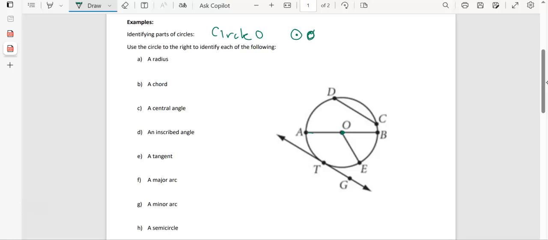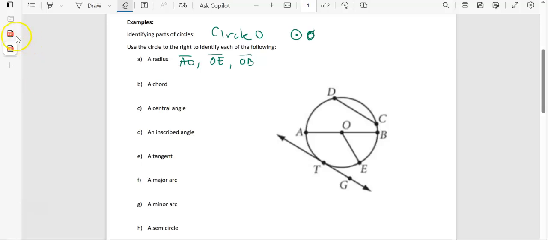And again, a radius connects the center to a point on the circle. So I have radius AO, radius OE, and radius OB. I only asked you for one, but I gave you 3. Now there is also a radius, for example, from O to T, but we only want to name what we see in the picture, and that's something we've been practicing all unit.